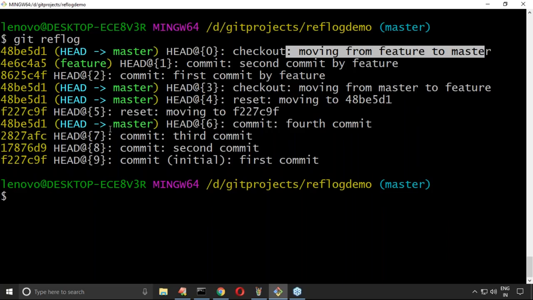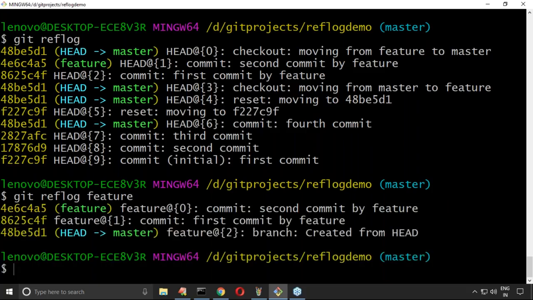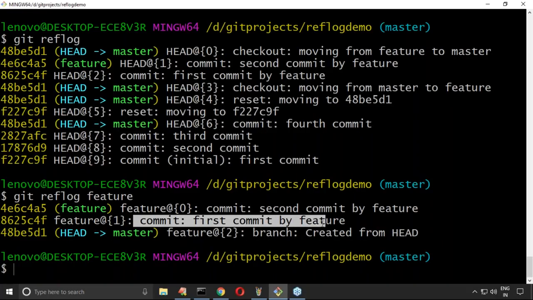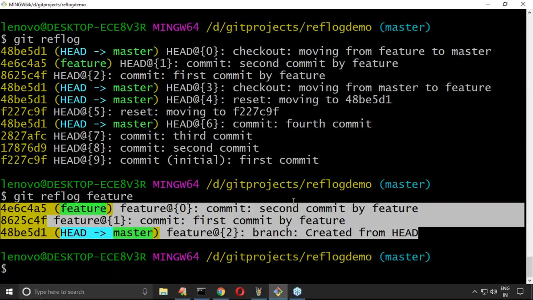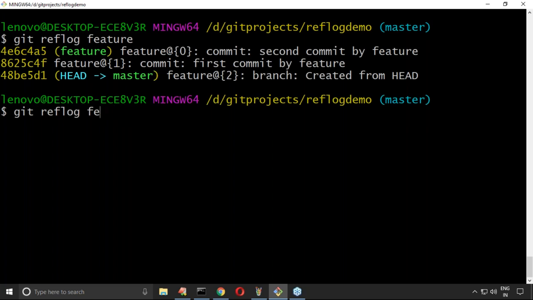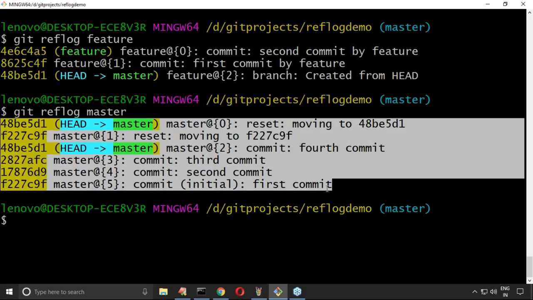Suppose my requirement is I want to know which operations we performed with respect to the feature branch. git reflog feature. Now observe this one. Branch created from the head, and then first commit, and then second commit. That's all. So these entries are related to the feature branch. Similarly, git reflog master branch: now these entries are related to the master branch.